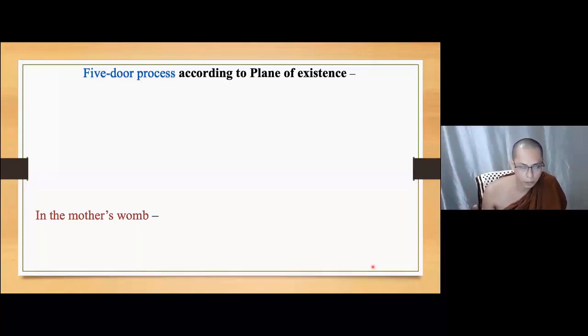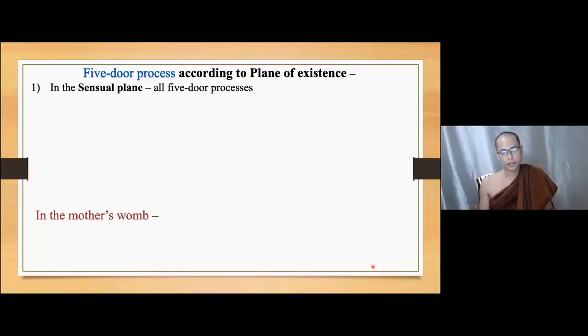According to the plane of existence, in the sensual planes all five door processes can arise. But sometimes for those who are blind in the mother's womb, we call them blind-born persons, they don't have the eye door process, but we cannot say this is the absence of the plane of existence. This is the absence of the individual. That is why for the sensual plane, we can say all five door processes can occur.